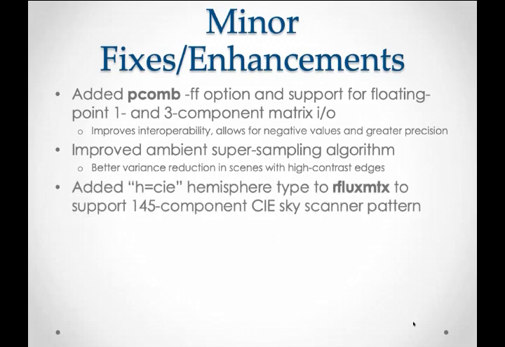A new type has been added to the R-Flux matrix set of hemisphere subdivisions, and this is specifically for the CIE sky scanner pattern. There's a standard sky scanner pattern, which I learned about only a few years ago when people were saying, why is my Tregenza patches all wrong? And it's because it just has a different winding and a different starting point than the Tregenza. Otherwise, it's the same. So we just added this capability.